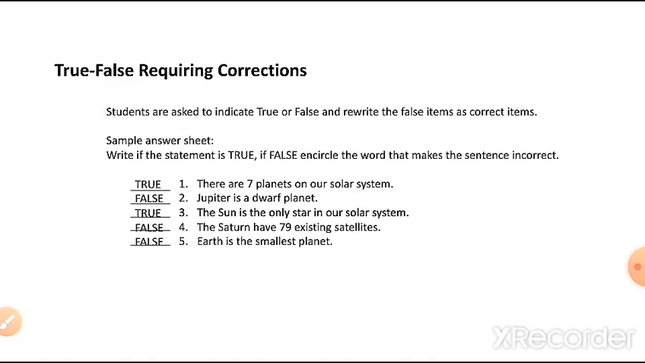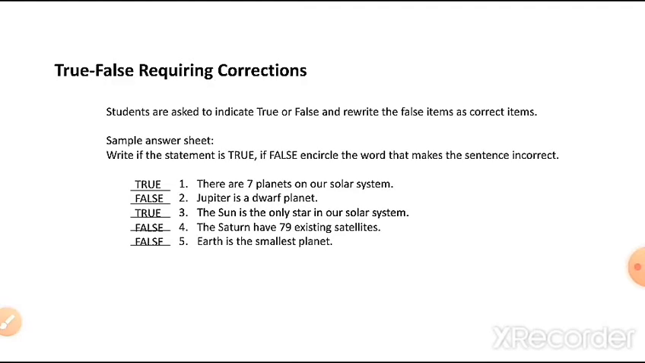Students are still asked to indicate whether it is true or false, but this time, it requires the student to identify what the correct answer is. I have here the sample answer sheet. I am still using the same questionnaire. The direction says: write true if the statement is true, and if it is false, encircle the word that makes the sentence incorrect.